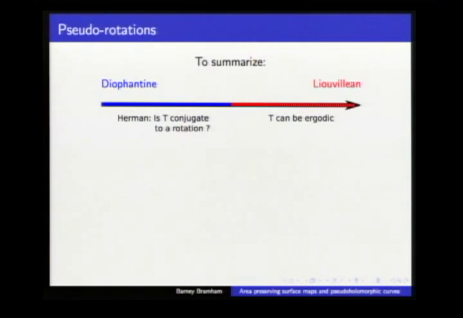So just to summarize these facts briefly: for pseudo-rotations, the rotation number seems to be an important factor in the dynamics, and on the right we see that if it's very Liouvillean, or if it's Liouvillean, then it could be ergodic. And Hamann asked, well, there's no counterexample, and there's a lot of evidence in certain cases to suggest that maybe if you're Diophantine, then maybe you're linearizable.